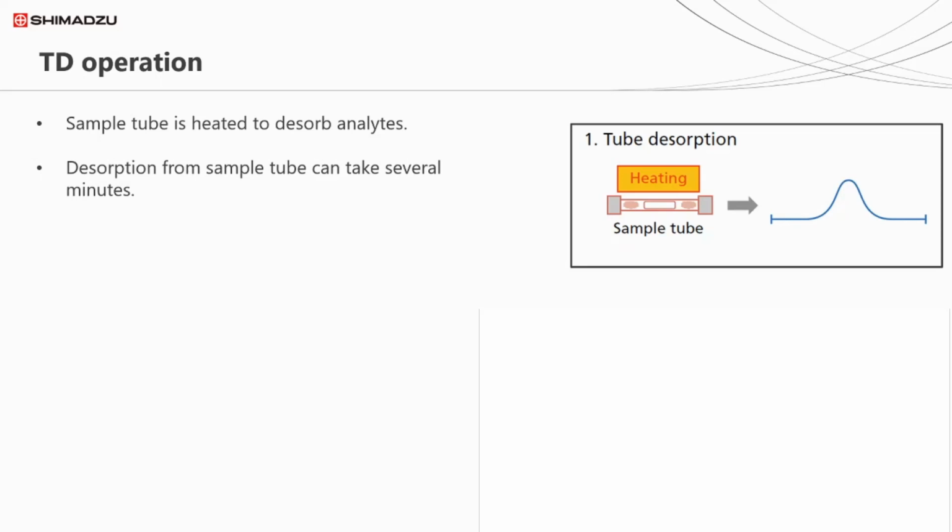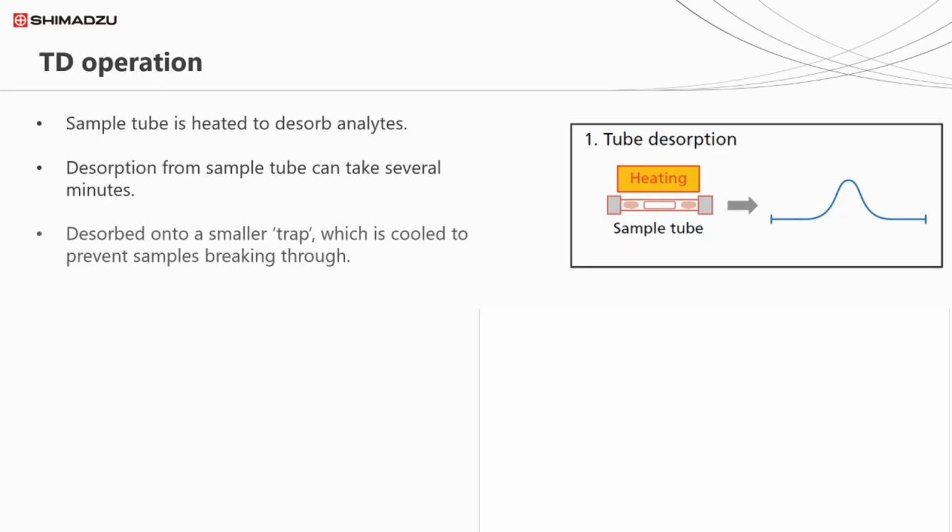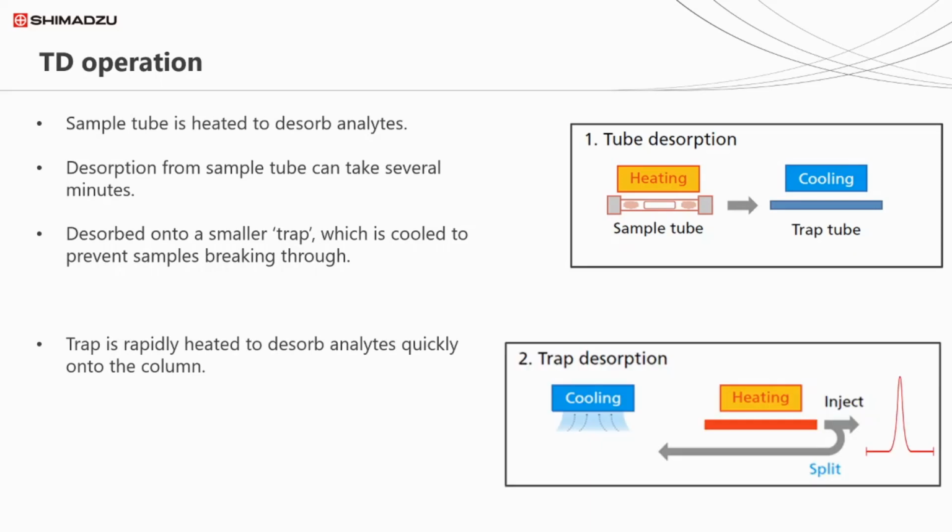As we know from our session on the split splitless inlet, a narrow sample band is essential. So what we do is transfer the sample onto a much smaller trap, with a very small amount of sorbent material. This trap is cooled to ensure no compounds break through the sorbent. Once the sample has been fully desorbed from the sample tube to the trap, the trap is rapidly heated, releasing the analytes very quickly onto the column, to give much sharper sample peaks.